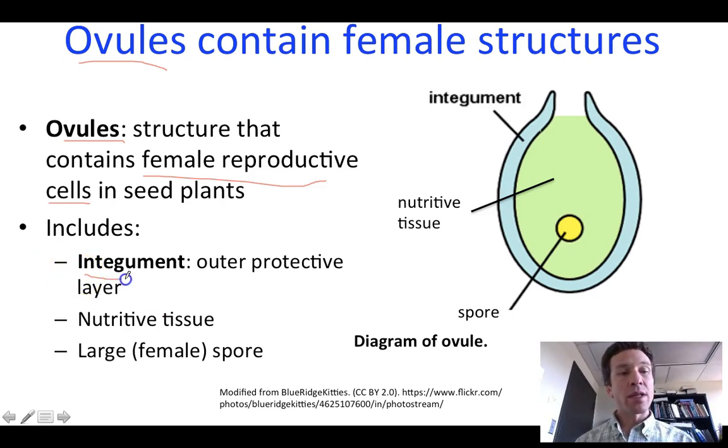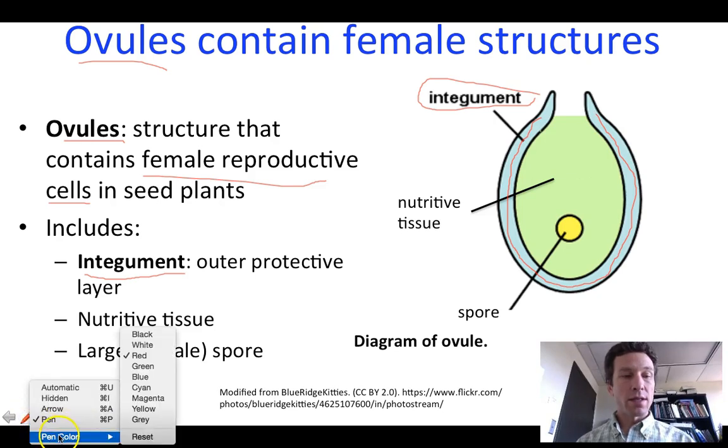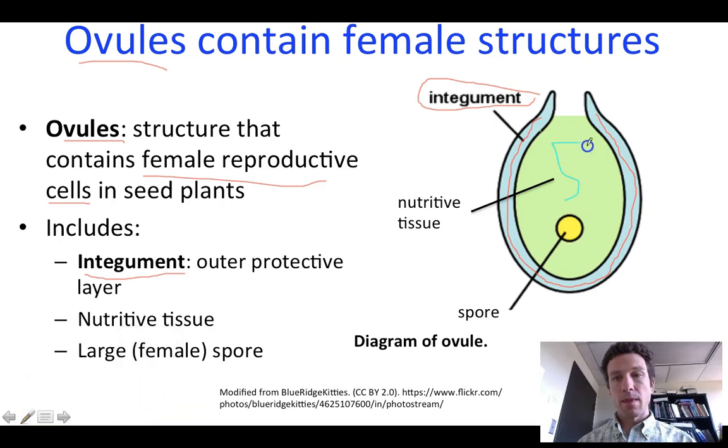The ovule includes an outer protective layer called the integument. And you can see the integument is pictured here. So it's this outside. And this is going to be important because there's going to be nutrition inside that needs to be protected from things that want to eat it. There's also nutritive tissue. So everything inside here in green is our nutritive tissue. All of this. And somewhere in here, there's going to be a spore.